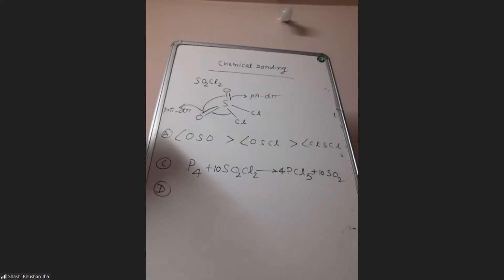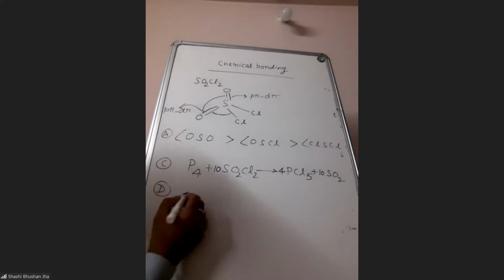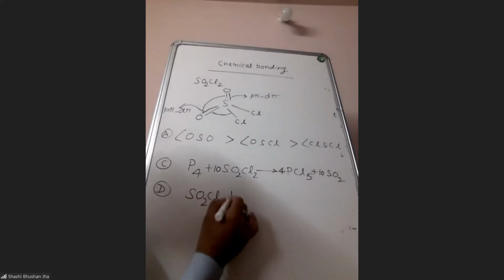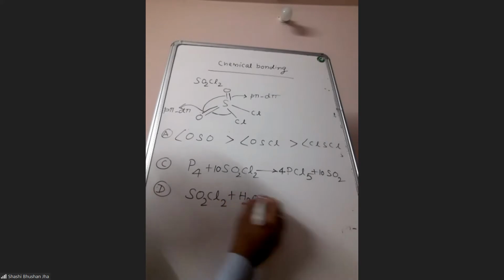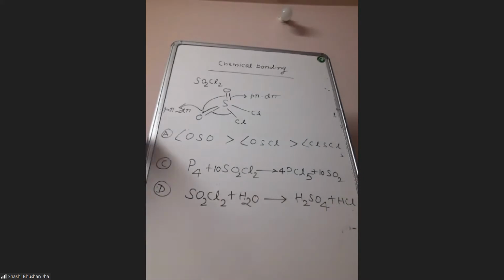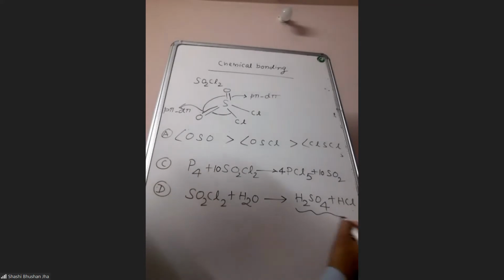Now after that, the next statement is the aqueous solution of sulfuryl chloride does not give a pink color with phenolphthalein. So this is again the reaction of sulfuryl chloride. If you dissolve sulfuryl chloride in water, what product will you get? H2SO4 and HCl. Correct. So you will get sulfuric acid and hydrochloric acid. So aqueous solution will be acidic.